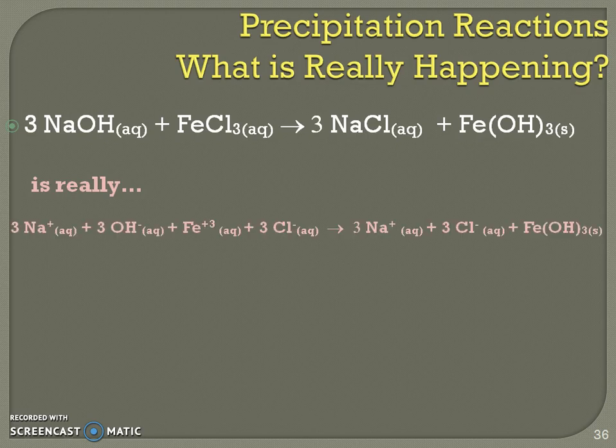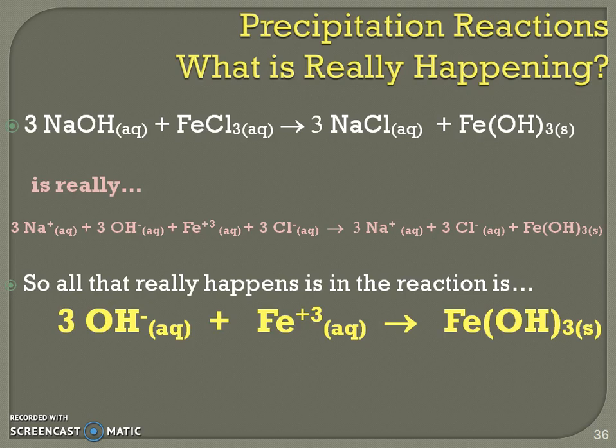So we got to split everything apart into a complete ionic equation. Hopefully you see that the 3Na+ comes from that coefficient. The 3OH- comes from that coefficient. There's 1 iron(III) ion, but there are 3 chloride ions. So again, if you're having trouble figuring that out, maybe pause the video and make sure you know where all of those coefficients are coming from. So what really is happening, the important part of the reaction, is those hydroxide ions and the iron(III) ions are coming together to form that precipitate.